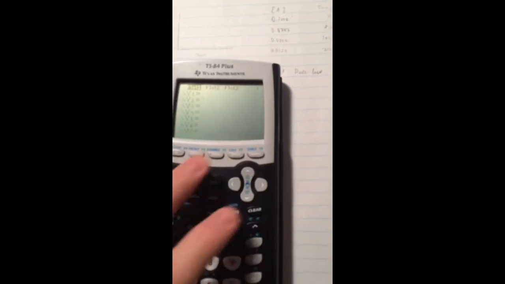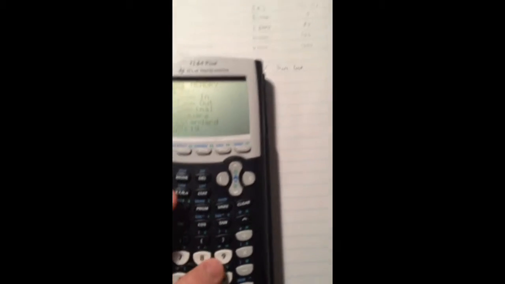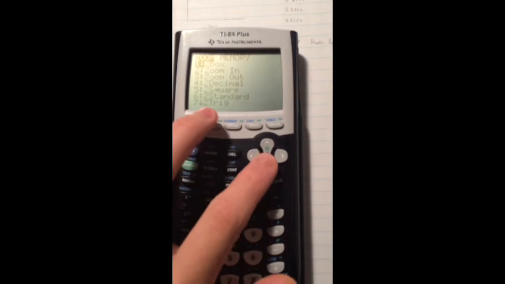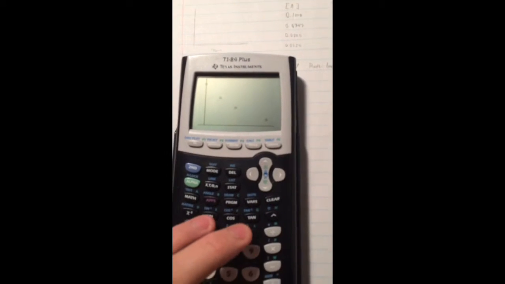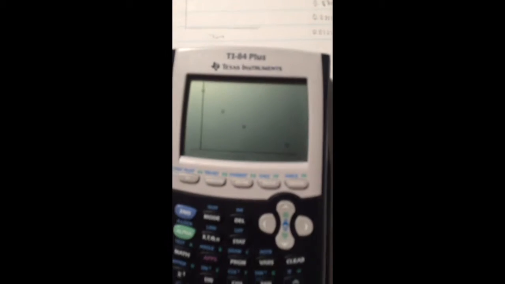Right now, you can't really see anything because it's not zoomed in. But you can just go to zoom and press 9, because Zoom 9, if you go all the way down, is ZoomStat. ZoomStat, and you have it right there. Does it look straight to you? No, not really. So try something else.